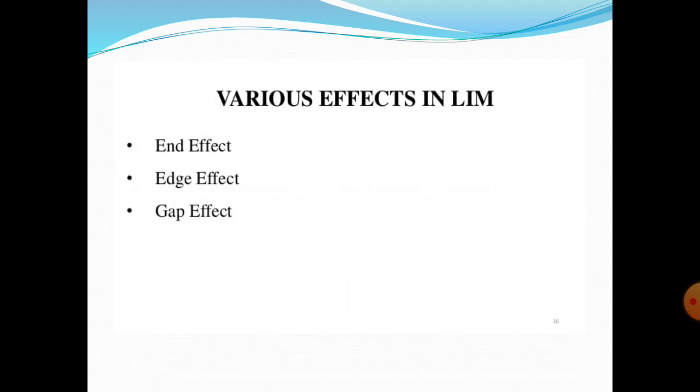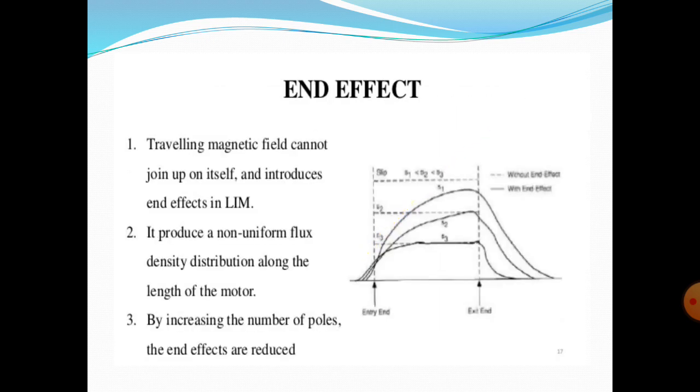And next are various effects in linear induction motors: end effect, edge effect, and gap effect. The end effect can be reduced by increasing the number of poles, that means increasing the stator and rotor poles, and it can produce non-uniform flux density distribution along the length of each linear induction motor.